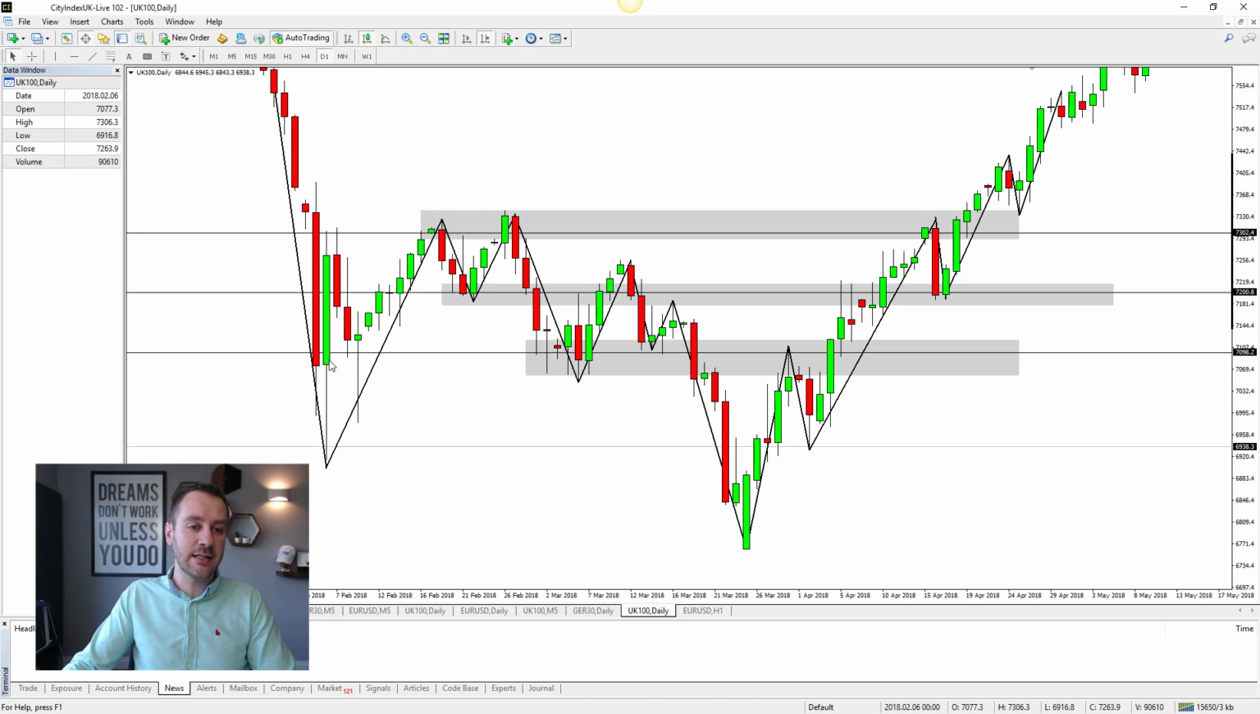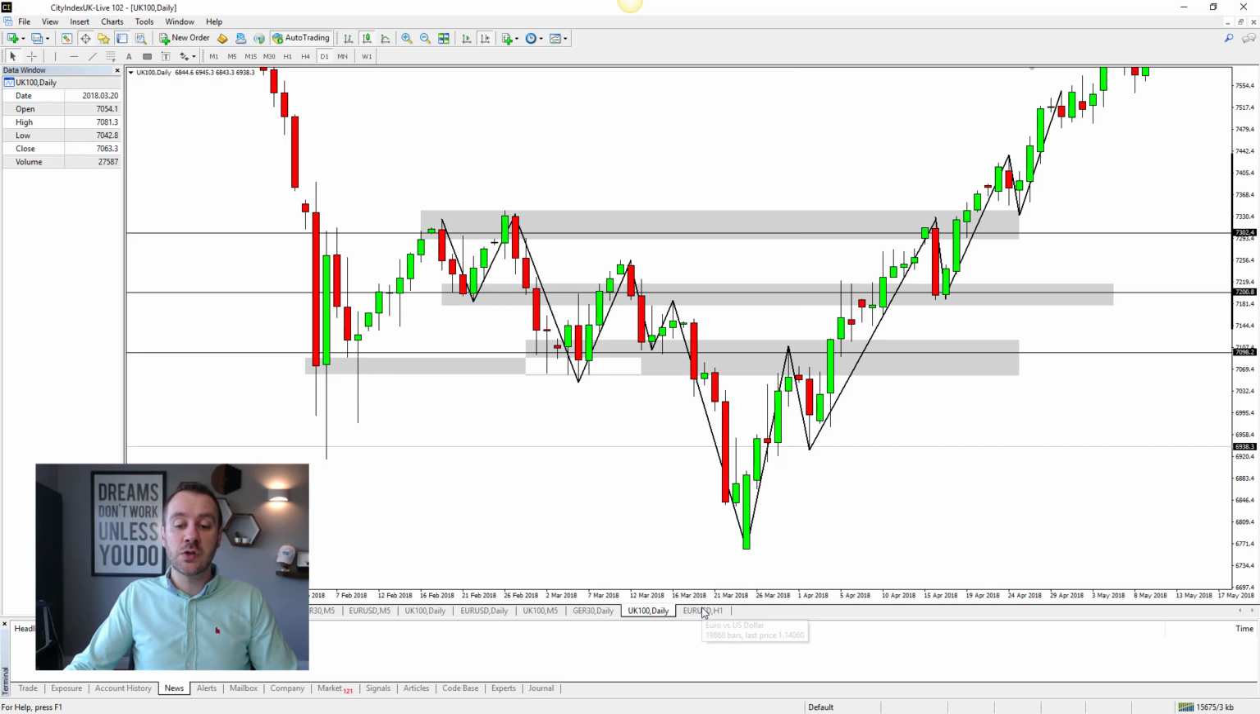Test, test, test. If we come back to this side and get rid of these lines, what we can see is this is actually a large testing area. So the bottom of the candle bodies, extend it across, it's meeting up with this level at 7,100. Over and over and over again, you're going to see this.